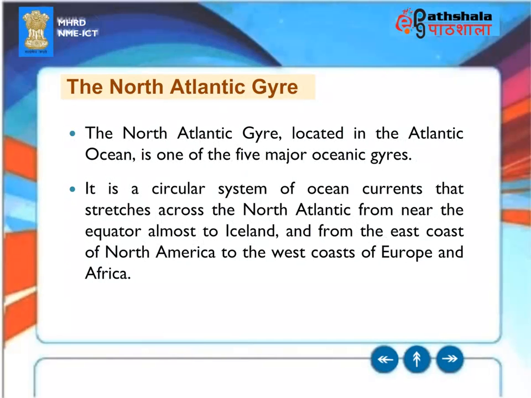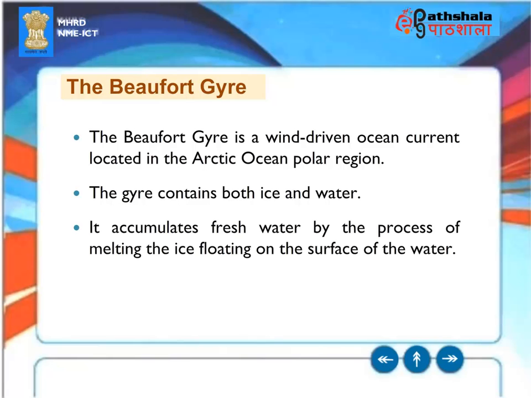The North Atlantic Gyre. The North Atlantic Gyre, located in the Atlantic Ocean, is one of the 5 major oceanic gyres. It is a circular system of ocean currents that stretches across the North Atlantic from near the equator almost to Iceland and from the east coast of North America to the west coasts of Europe and Africa. The Beaufort Gyre. The Beaufort Gyre is a wind-driven ocean current located in the Arctic Ocean polar region. The gyre contains both ice and water. It accumulates fresh water by the process of melting the ice floating on the surface of the water.